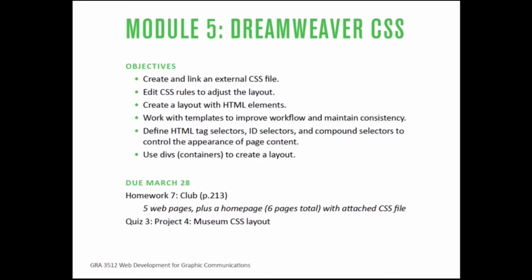And let's look at our objectives for this module, and this is really the objectives for the Project 4 textbook tutorial, and that's the Museum Layout CSS. So in that tutorial, you'll be creating and linking an external CSS file. You'll be editing CSS rules to adjust the layout, create a layout with the HTML elements, work with templates. So if you've worked with templates in Adobe InDesign, it's the same concept, so that you can use one template and apply it to all the pages across your website.